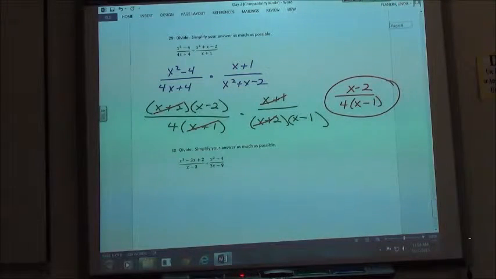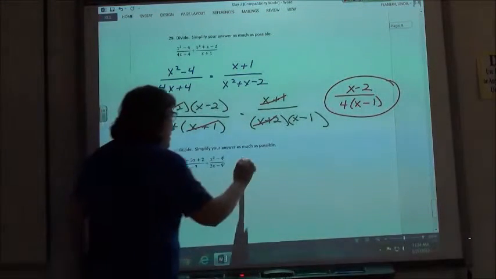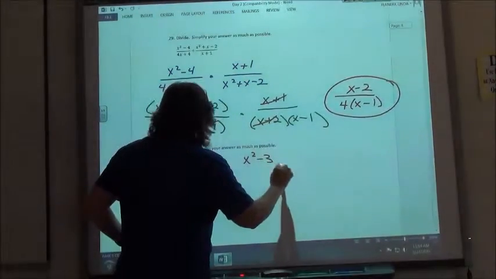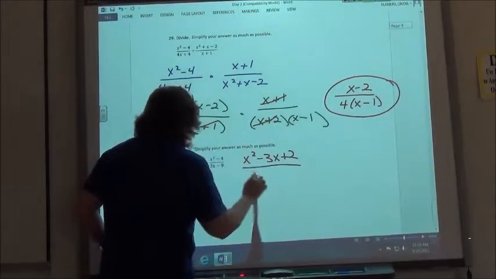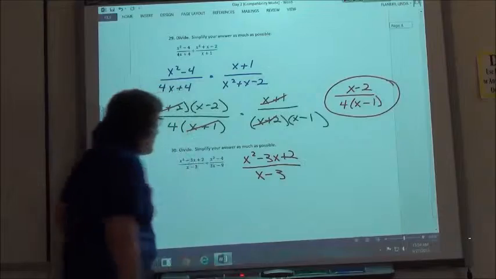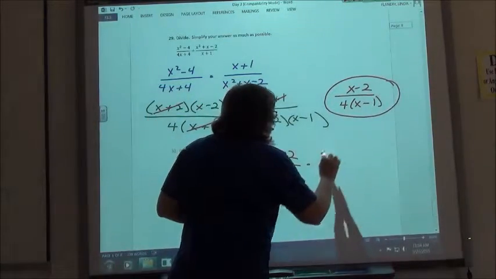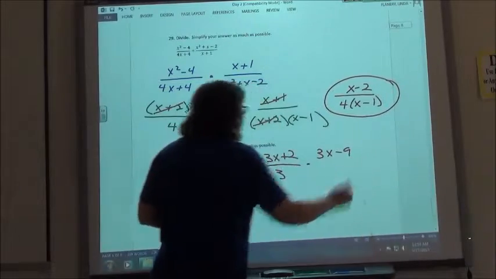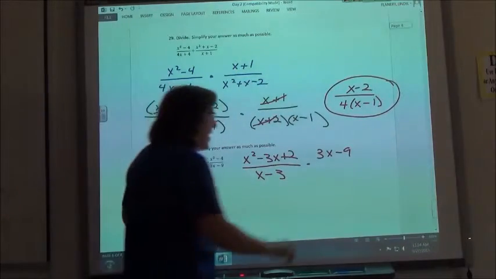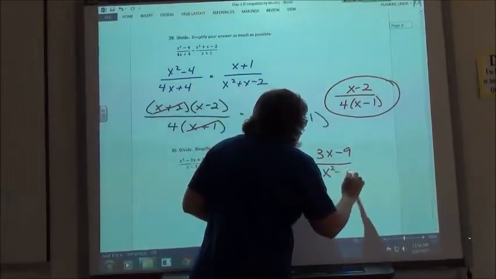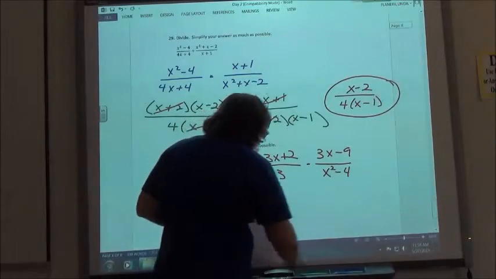And number 30, the last one, same kind of thing. I have x squared minus 3x plus 2 over x minus 3. I'm dividing, so I'm going to invert and multiply. The 3x minus 9 is going to go on top. And the x squared minus 4 is going to go on the bottom.